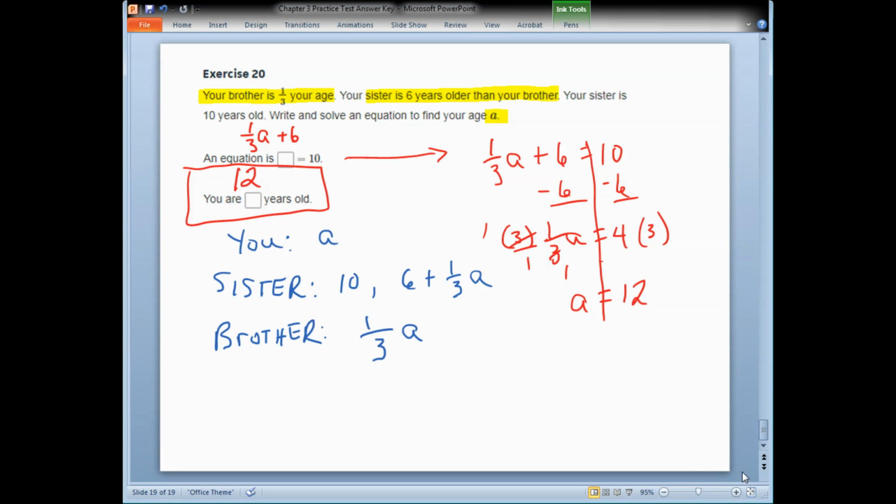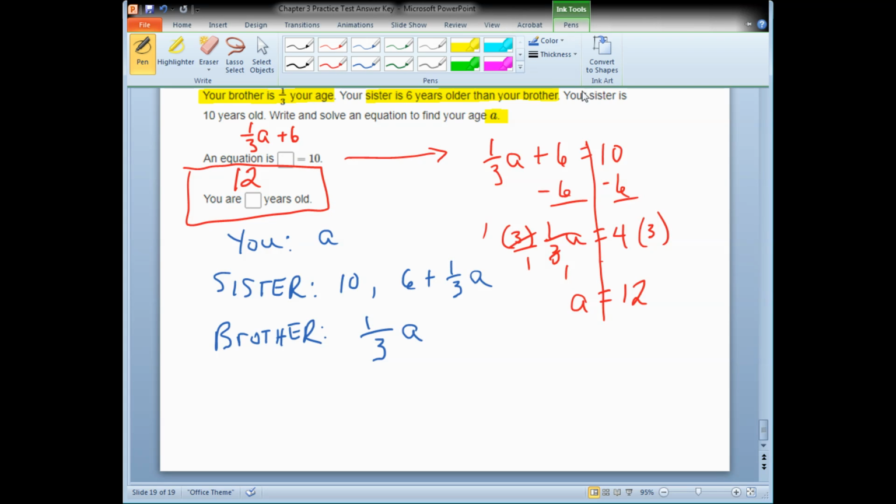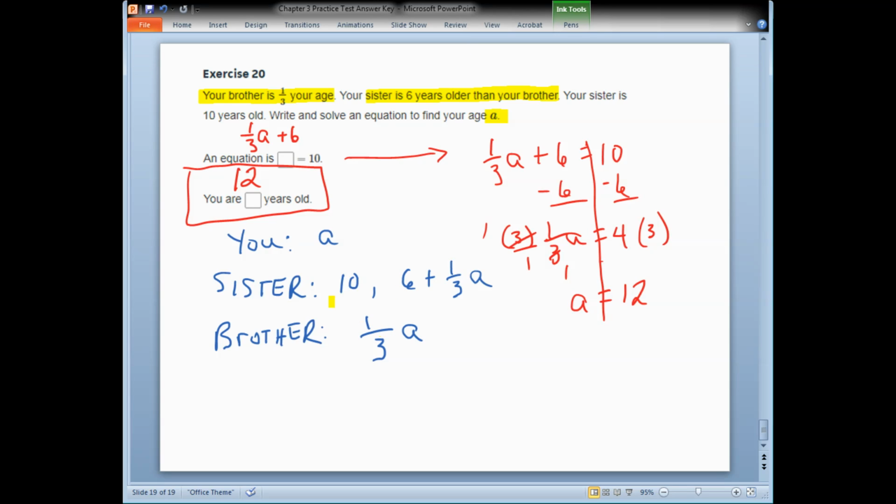Okay, last one. Your brother is 1/3 of your age. So what did I do here? I listed brother, sister, and you. And let's figure out what we can find out about each one of you in this problem. So your brother is 1/3 your age. So whatever your age is, let's say you're 12. If your brother is 1/3 of your age, your brother's 4. It's 12 divided by 3, or 1/3 times 12. Okay, so I write that down.